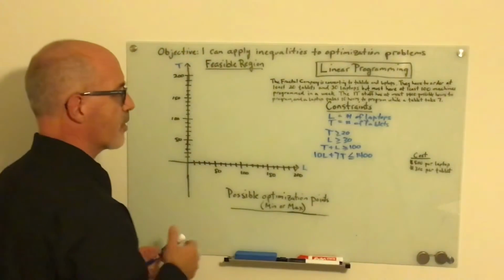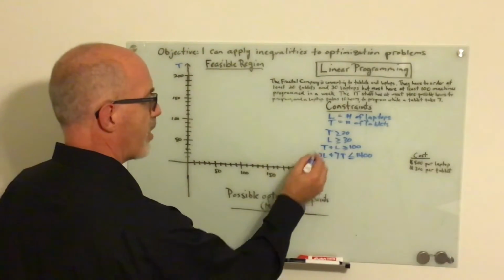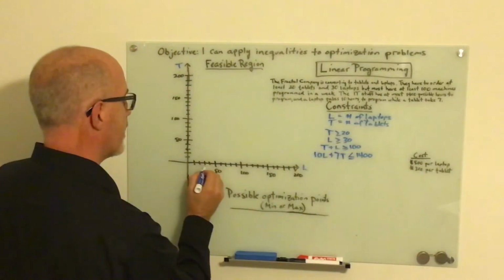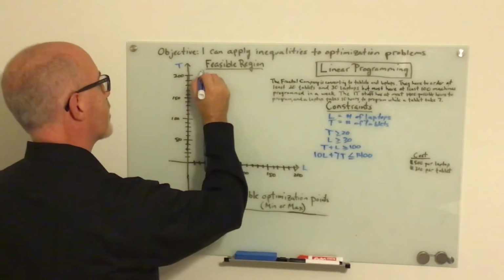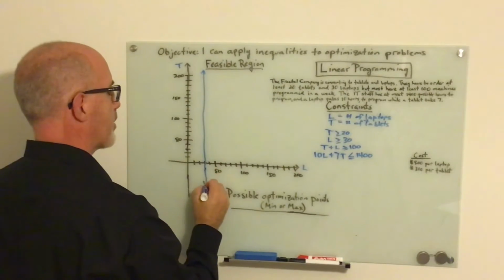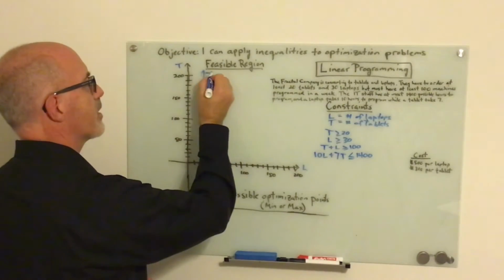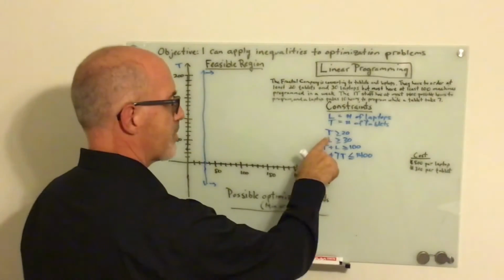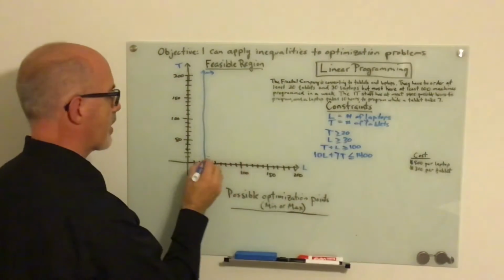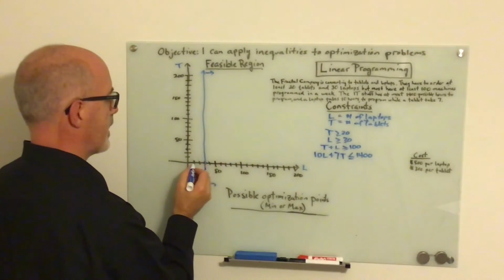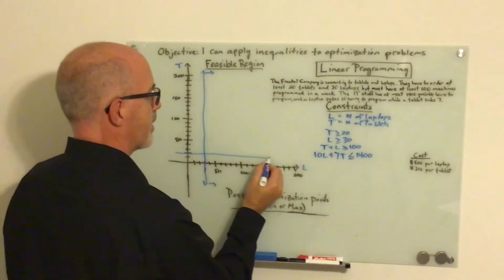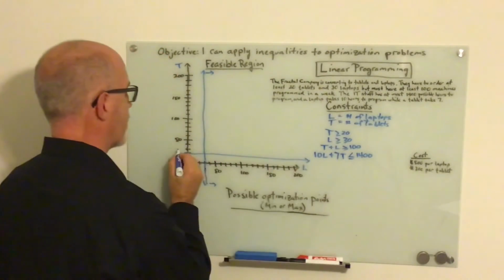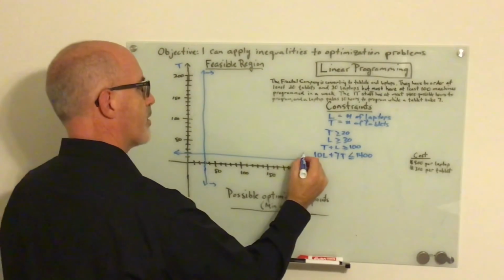So let's go ahead and start here. So for L, it has to be greater than or equal to 30. So here's 30. So I'm going to draw a vertical line here and say that it's got to be greater than or equal to 30. Then T has to be greater than or equal to 20. So I'm going to go here at T, draw that out here. So it's going to be greater than or equal to 20.